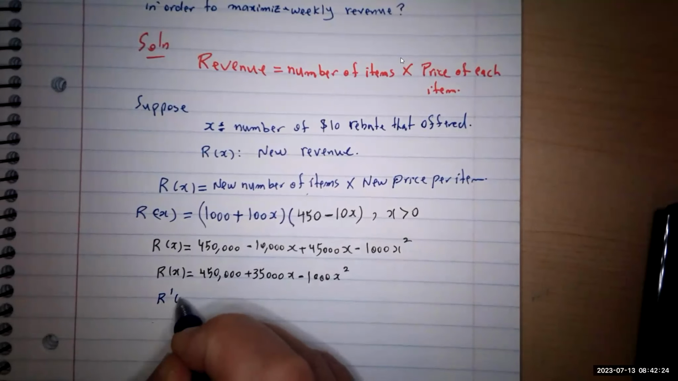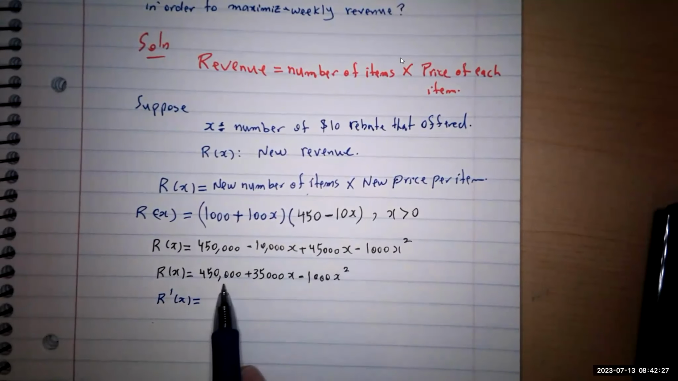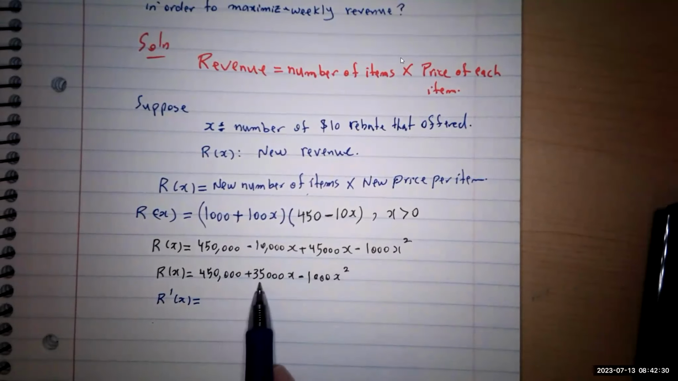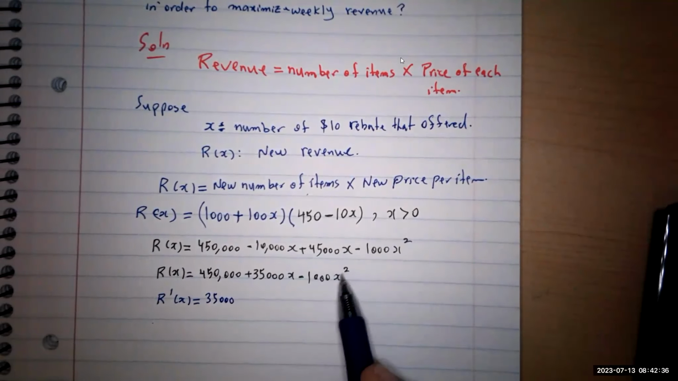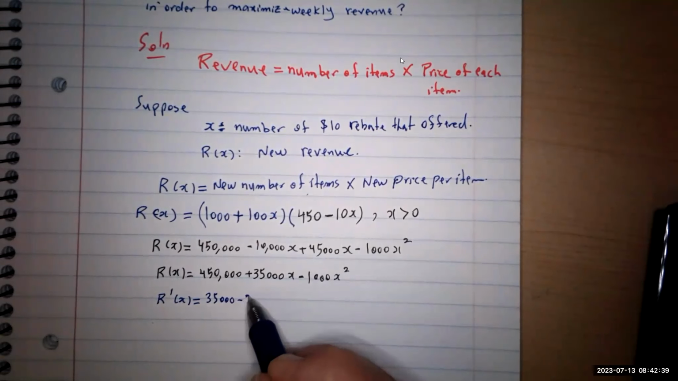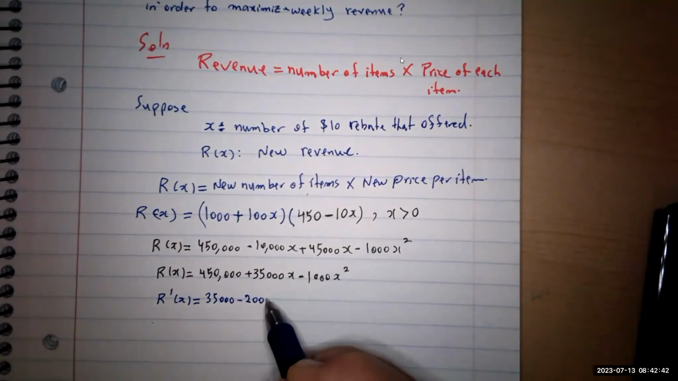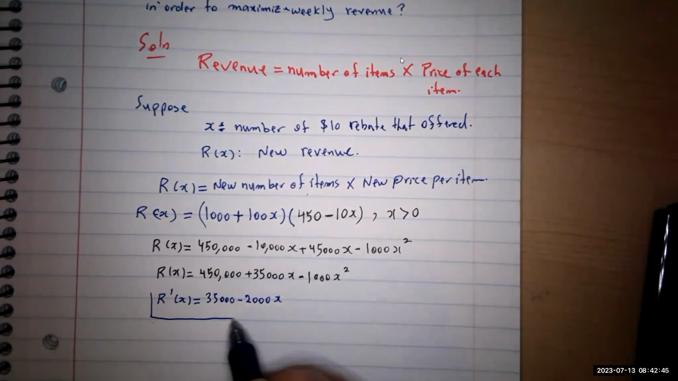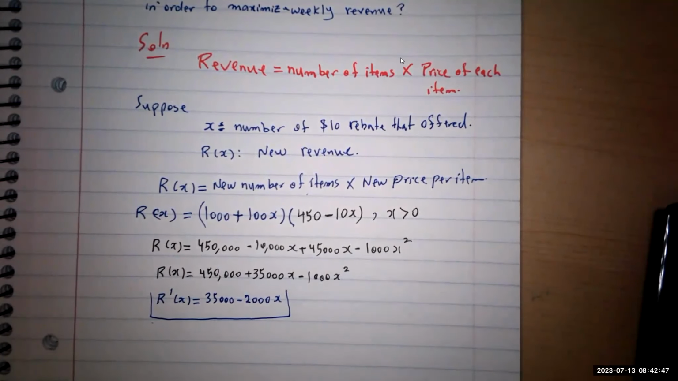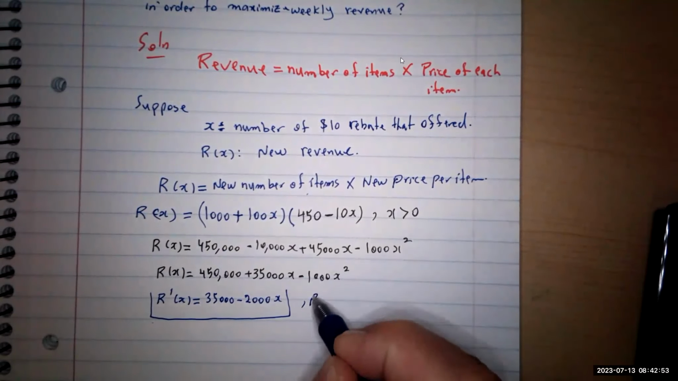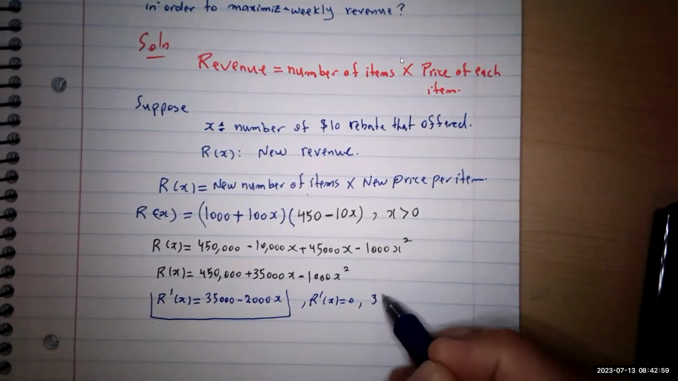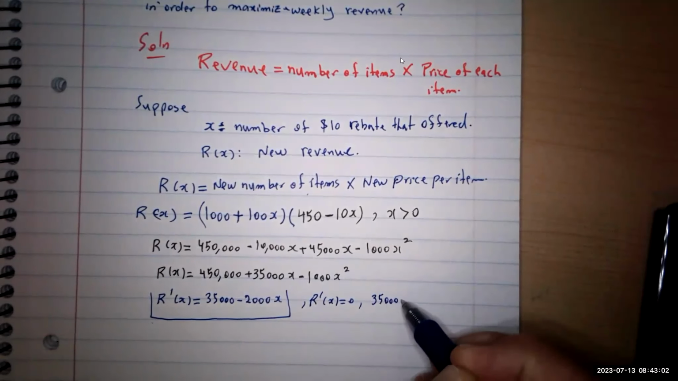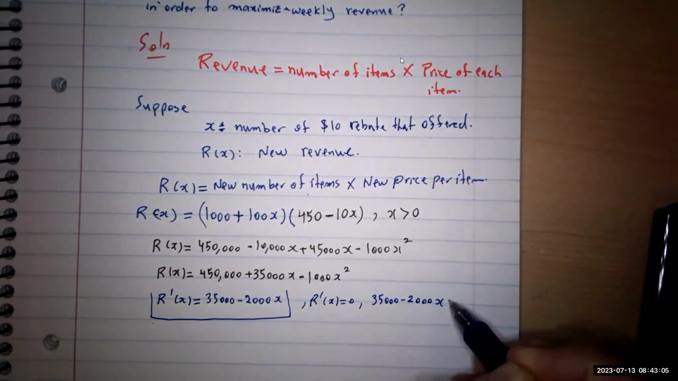R prime of X is going to be equal to the derivative of $450,000, which would be 0. This would be 35,000, and 2 times 1,000 is going to be 2,000, so that would be 2,000X. This is the derivative. Any question? Let it equal 0 because you are interested in the critical value. So we let it equal 0. If you let it equal 0, you have 35,000 minus 2,000X equal to 0.